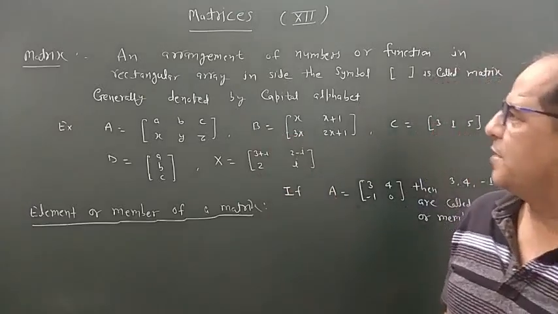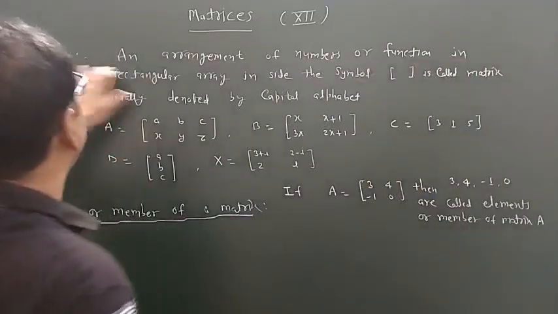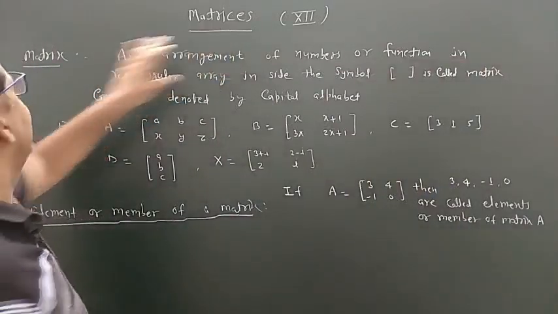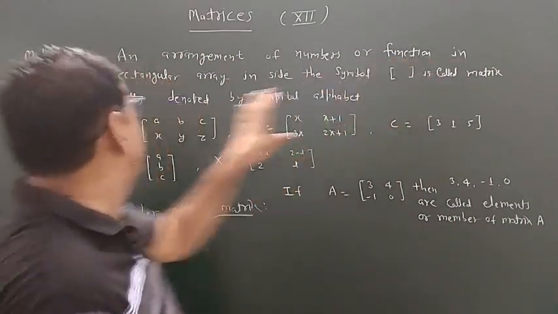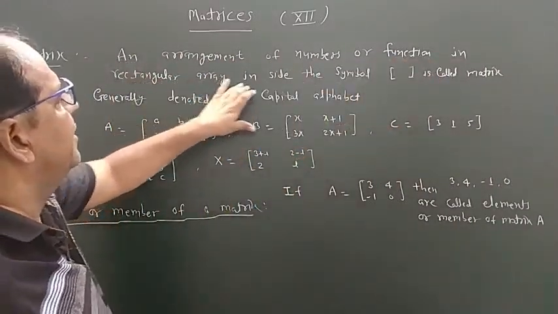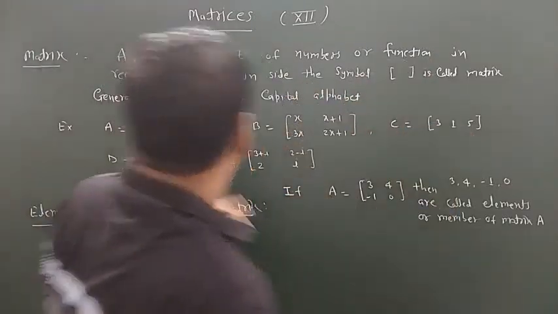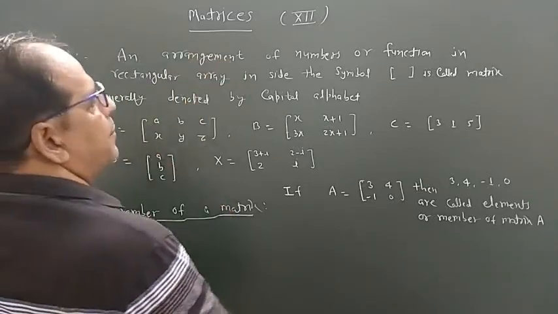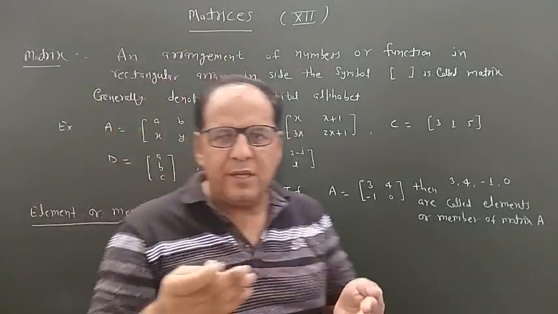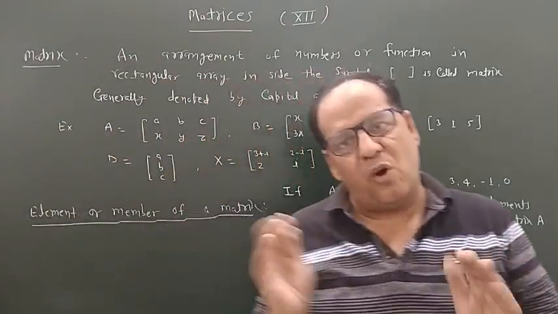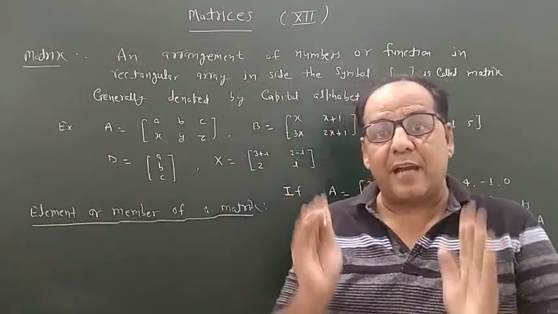So we are starting the chapter matrix, and what is the concept of a matrix here? Matrices is the plural of matrix. A matrix is an arrangement of numbers or functions in a rectangular array inside a symbol, the symbol being a capital bracket. An arrangement of numbers or functions in a rectangular array means the arrangement should be horizontal and vertical, in such a way that they form a rectangle.